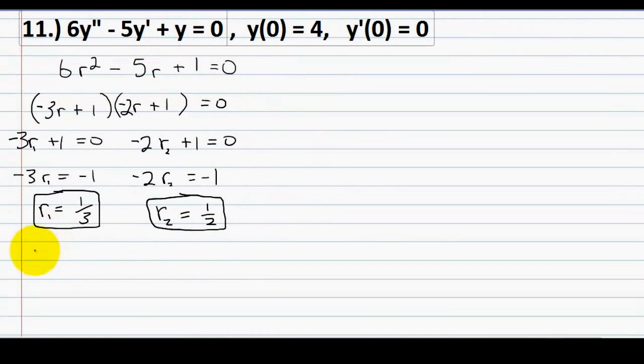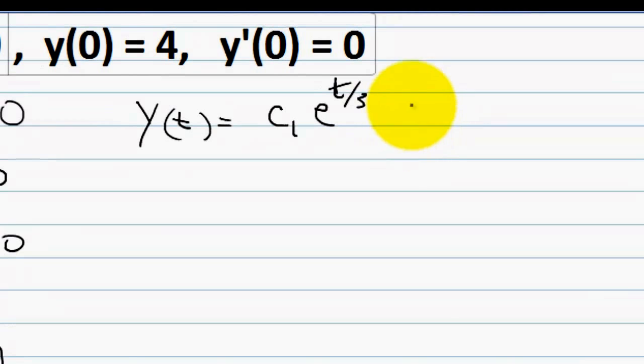So now let's go ahead and write it up here. I'm going to say y of t is equal to c1 e to the t divided by 3 plus c2 e to the t divided by 2. And we just need to solve for c1 and c2.